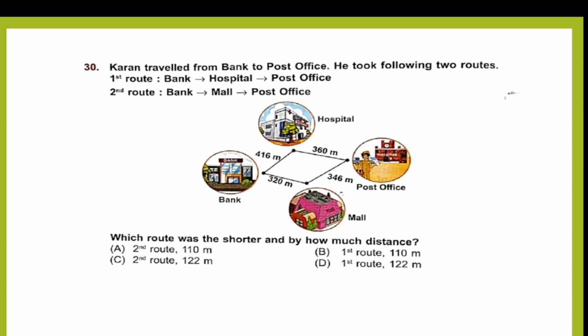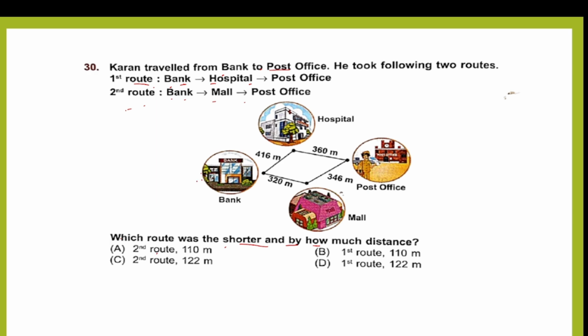Next question. Karan travelled from a bank to a post office. He took the following two routes. First route he chose: bank, hospital, post office. Second route: bank, mall and post office. So which route was shorter and by how much distance?